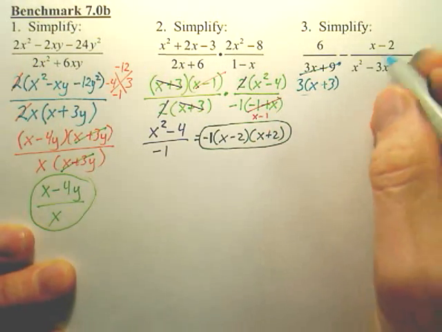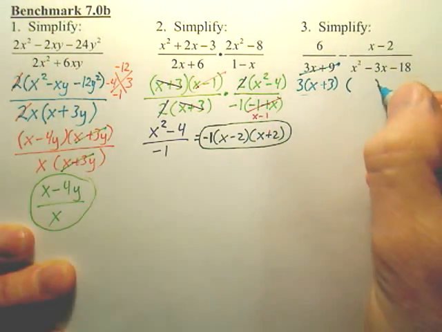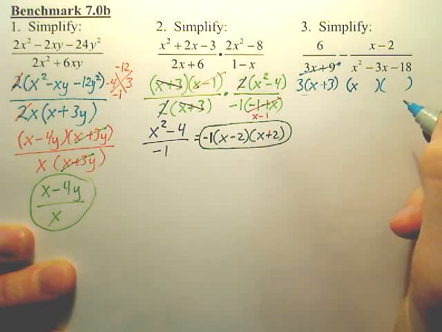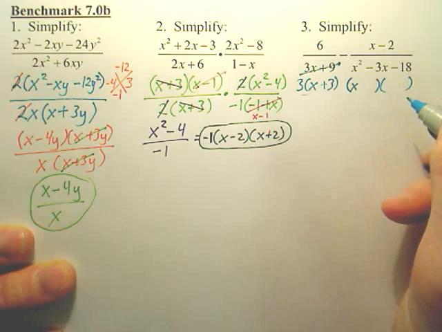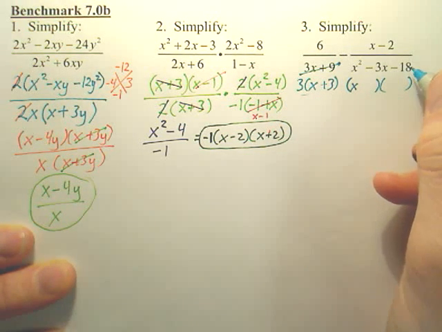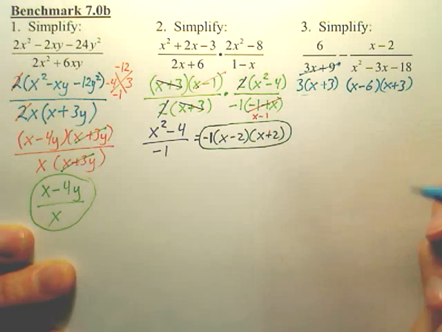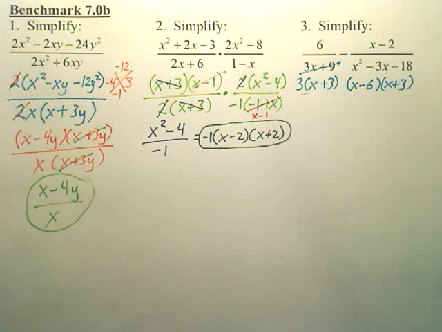For this one, when I factor it, looks like I get an x minus 6. Is it 6? No, it's 9. 6 and 3? So minus 6 and x plus 3. Okay. Now, in order to do this problem, I need to get a common denominator.